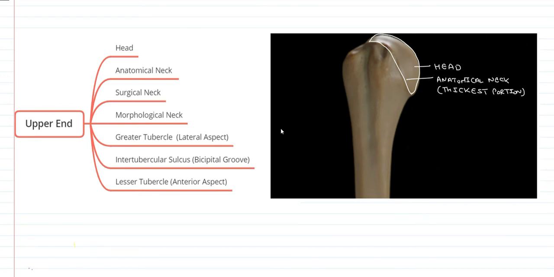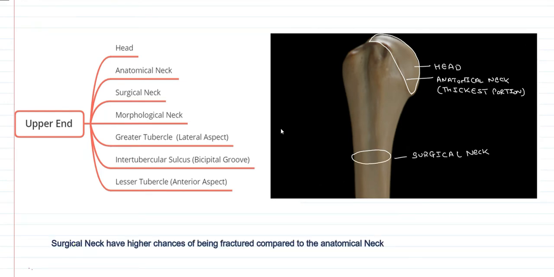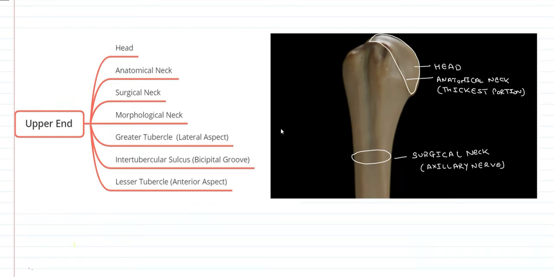Next, we have the surgical neck, which separates the upper end of the humerus from the shaft of the humerus. It is in this region that the axillary nerve enters the posterior compartment of the arm and supplies the regimental badge area. The morphological neck lies 0.5 cm superior to the surgical neck of the humerus. It is important since it marks the site of fusion of hyaline cartilage.